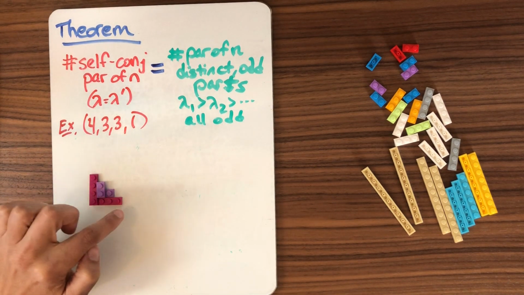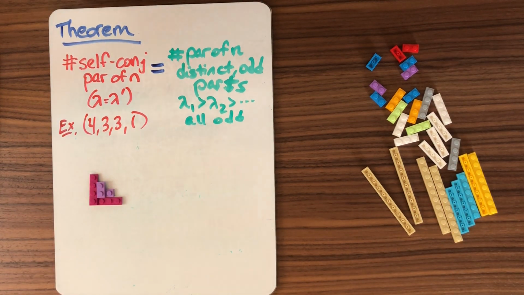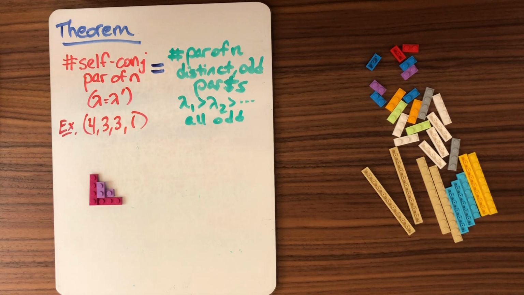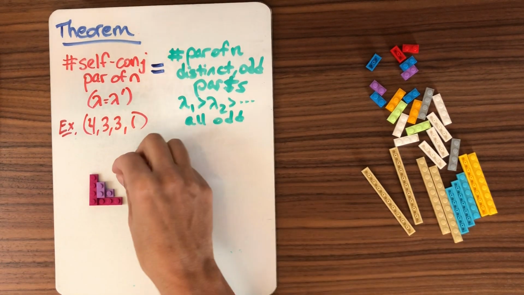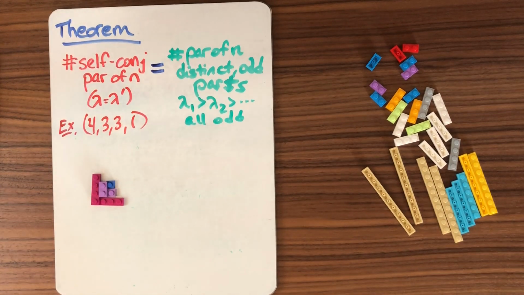So I've got 4, 3, and now I want 3 here instead. Oh, do I have a 1 by 1? There's no shortage of Lego in my house. Okay, here's what 4, 3, 3, 1 looks like.